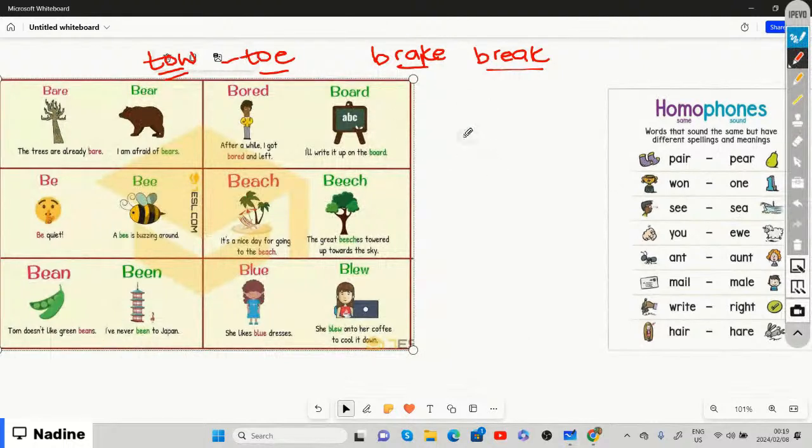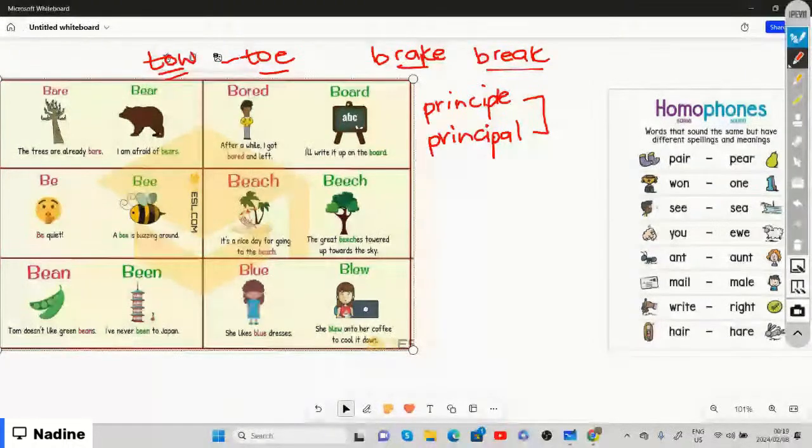All right. So principle, as well as principal. These are also homophones. Principle is like your values, things that you are standing for. It's almost like a rule type of thing. It's principle for you to tell the truth. And then the next one, principal, is the manager or the head of the school.